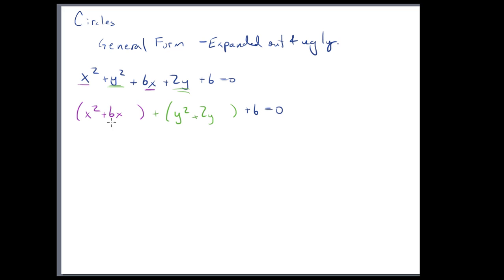And now I'm going to complete the square. I'm going to take 6, divide it by 2, and I get 3. I'm going to square it, that's 9. So I need to add 9, which means over here I've got to add 9 too on the other side. I'm going to do the same thing for the y. I'm going to take 2, divide it by 2, I get 1. I'm going to square it, I get 1. So I need to add 1 on both sides.